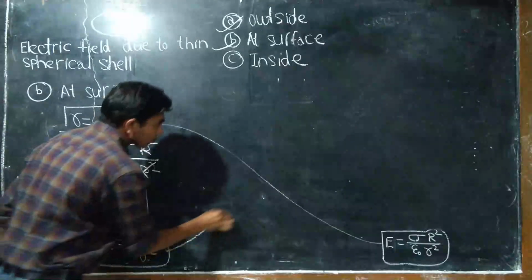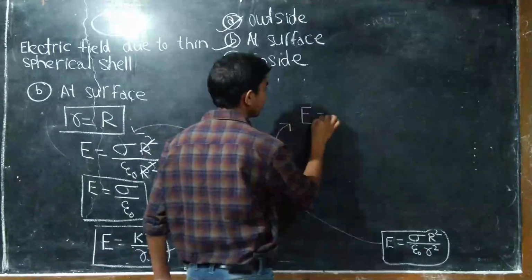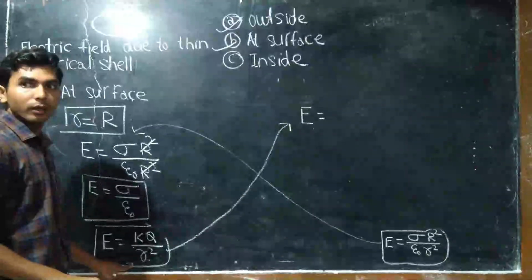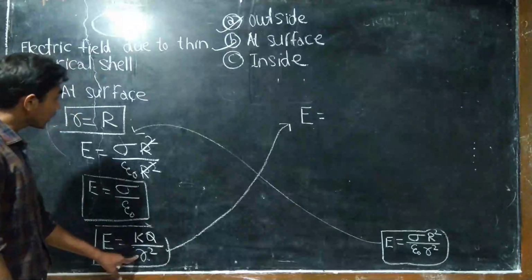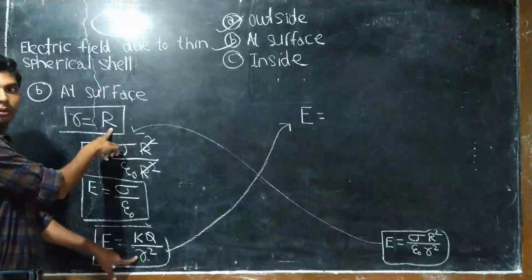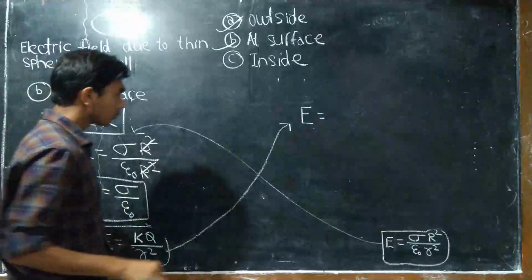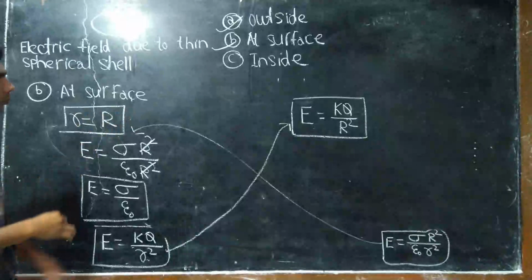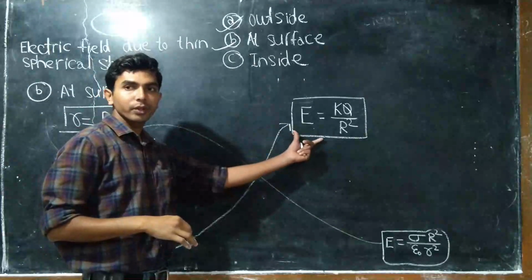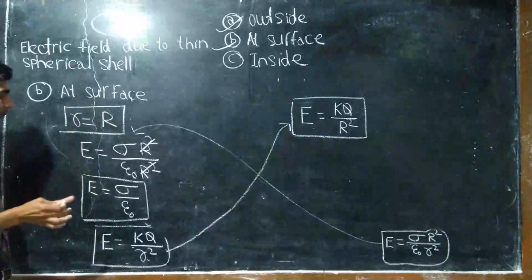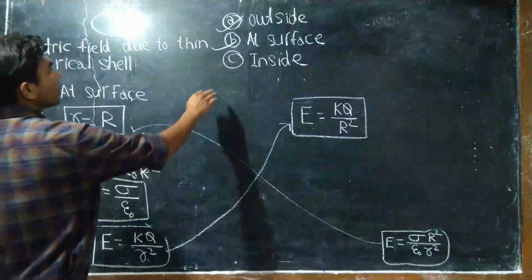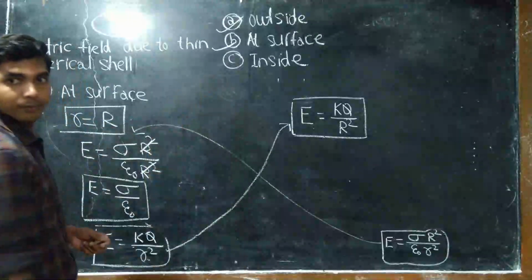So, using this formula, we can write kq by r square. Here small r is equal to capital R. So this formula is useful for the surface of the cell. Next we are going to find the last one, that is inside.